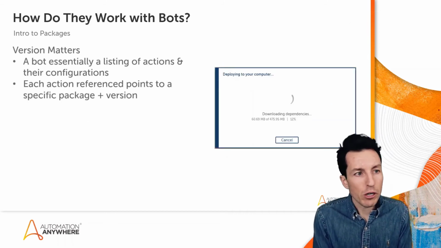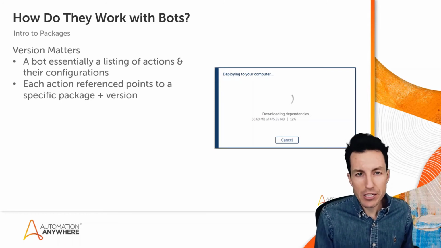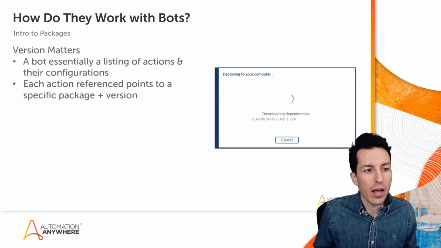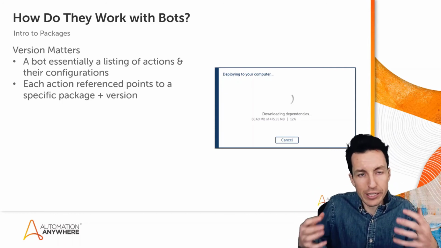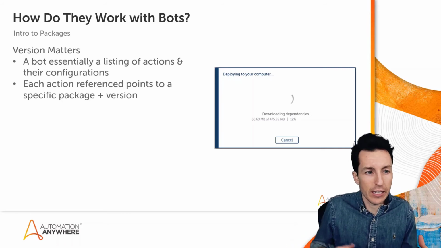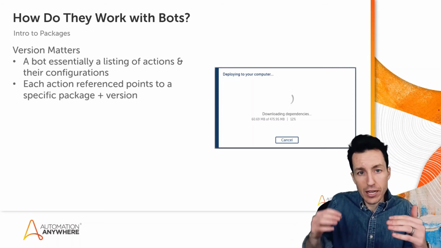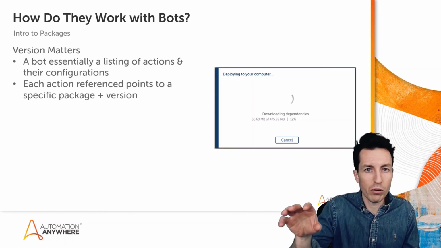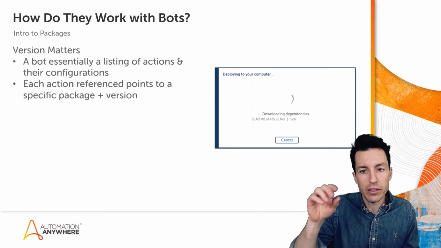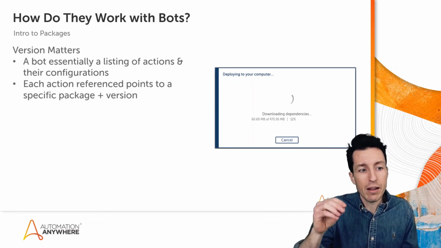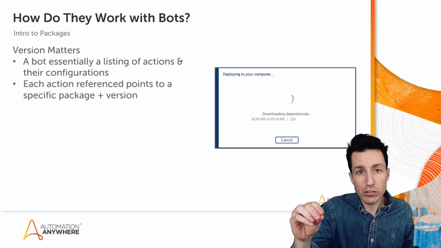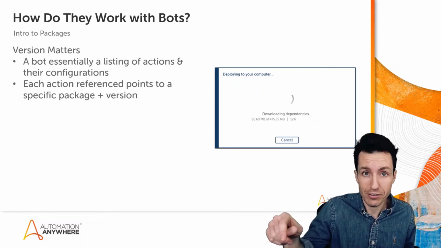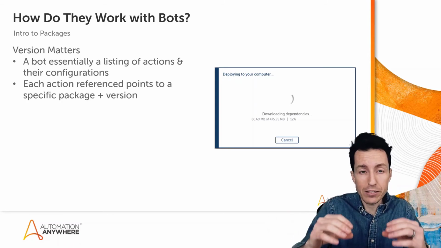So the last question we want to answer is exactly how do these packages work with my bots? So the version really matters, and we just talked about versioning. But when we think about what actually is a bot in Automation 360, it's really just a listing of actions and their corresponding configurations, right? So we showed an example of a really simple bot, I think the first slide there, that just had two actions in it, right? And for each of those actions, it was a reference to a specific action within a specific package with a specific version, right? And so what our bot is, is really a reference to that.